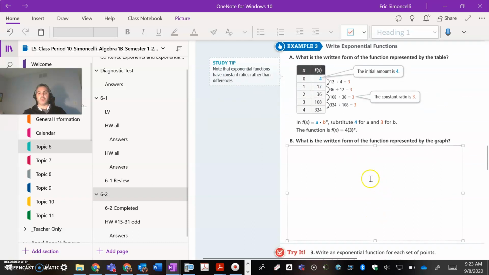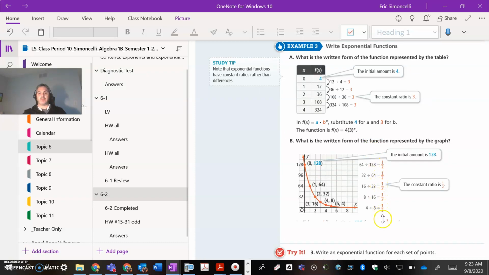What is the written form of the function represented by the graph? Let's take a look. Here's our graph. Okay, so we've got an initial amount of 128. As you can see, like the last problem, we have a constant ratio, though if you take the y value divided by the prior y value, 64 over 128 is less than 1. 32 divided by 64, same ratio, but less than 1, and so on and so forth. 4 divided by 8, of course, also a half.